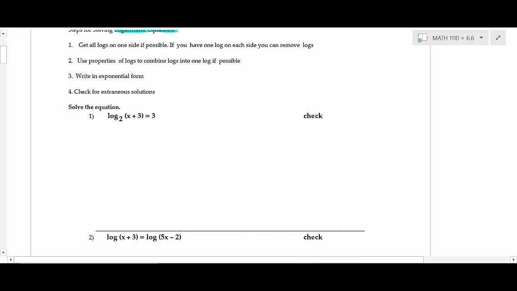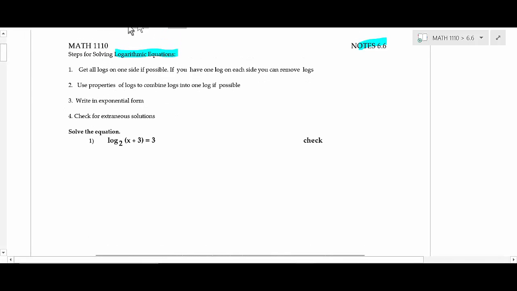Okay, it's pretty important that you try these. These are kind of the general steps. Try to get your log isolated on one side, and it's pretty important that that log is isolated. What I mean by that is you want to just have log base 2 of something equals something. You don't want any number in front. You don't want it added or anything like that. You just want log of something like that.